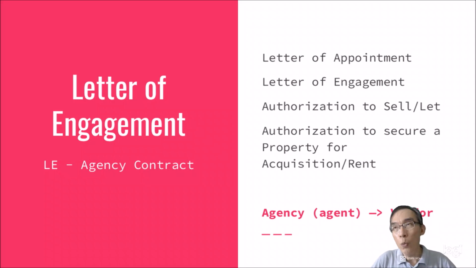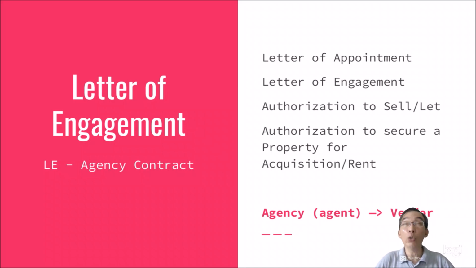Other terms are also used, like authorization to sell or authorization to let. There is also the case where a potential prospect buyer, having seen your listing, is still not happy with it, so he appoints you as an agent or agency firm. He appoints the agency firm to look for a specific or particular property for him.